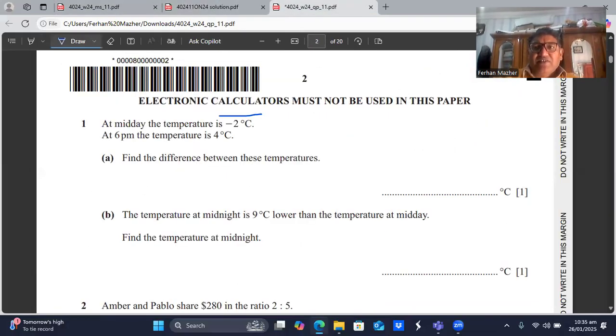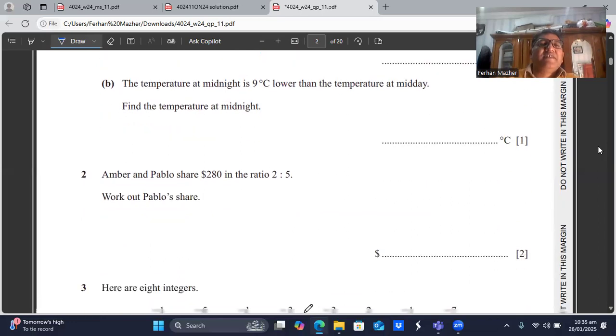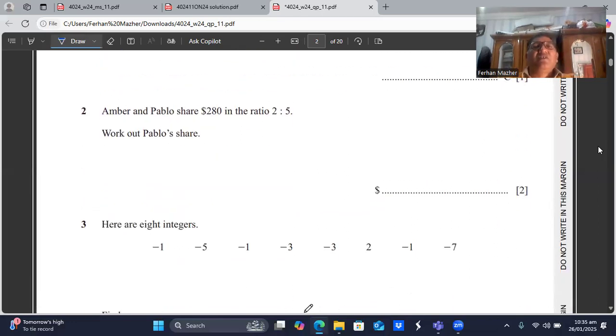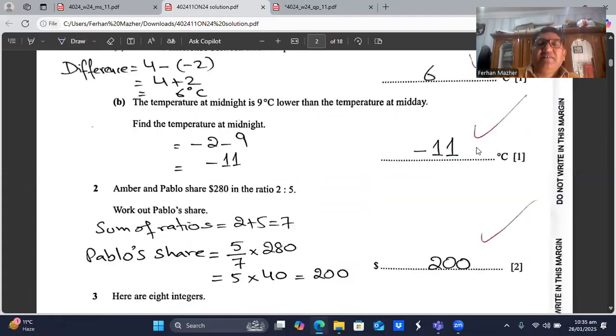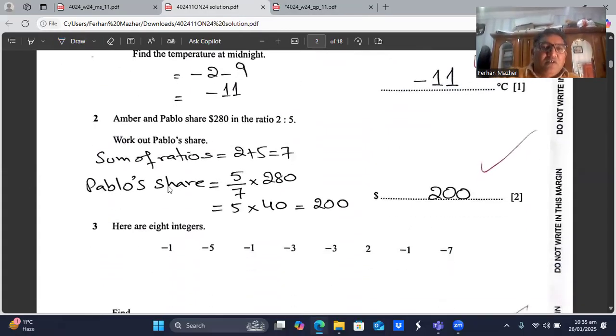So let's go to the next question. And the next question coming up on your screen is question number 2. It says Amber and Pablo shared $280 in the ratio 2:5. Work out Pablo's share. So now we have the ratio. Amber's ratio is 2, and Pablo's ratio is 5.